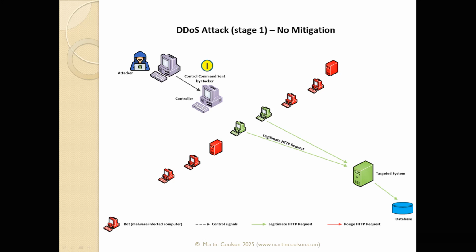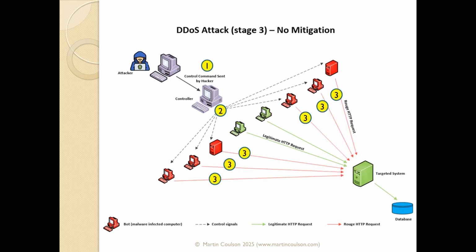Stage 2 of the attack is where the controller PC sends a command to the computers that are part of its botnet. These computers are random computers on the internet that have been infected with malware. Typically, the owners of these computers are not aware that they have been infected, and they could be hundreds if not thousands in number. Stage 3 of the attack is where the malware-infected computers, collectively known as a botnet, start to send traffic to a targeted system.